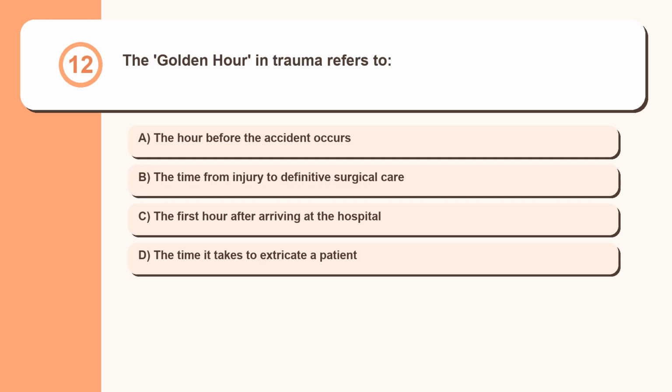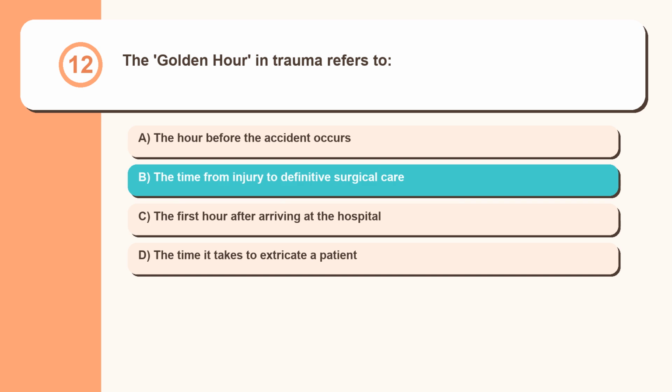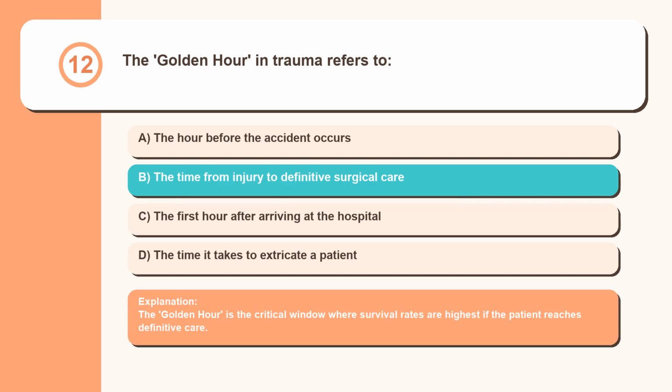Question 12. The golden hour in trauma refers to the hour before the accident occurs, the time from injury to definitive surgical care, the first hour after arriving at the hospital, the time it takes to extricate a patient. The golden hour is the critical window where survival rates are highest if the patient reaches definitive care.